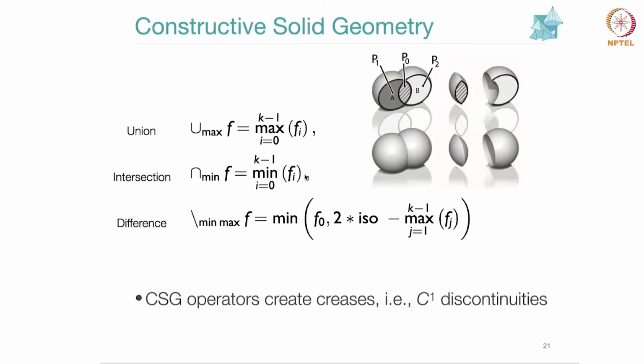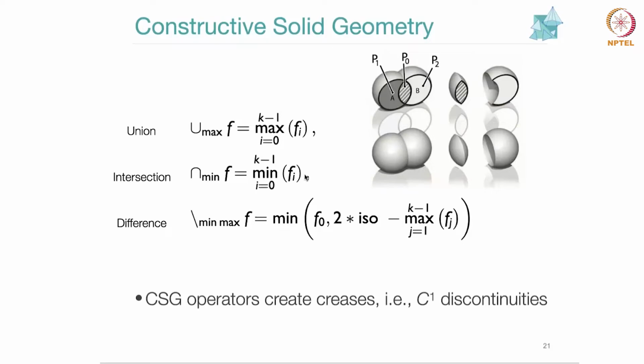So mathematically, how could you define these Boolean operators, union, intersection, and difference? The union is easily defined by taking a max of all the implicits. In a CSG, we have only two because it's a binary operator. But in general, a union can be taken on k implicit functions. In our case, k equals 2, right? So you just take a max, and that's my union, the max of the implicit function values.